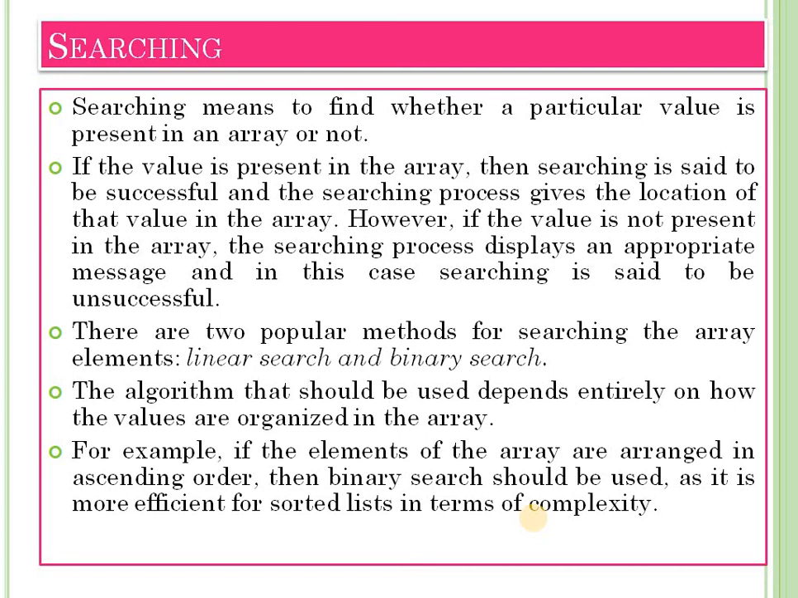Okay, if the element is found, then we can say searching is successful. If it is not there, then we can say searching is unsuccessful. There are mainly two types of searching. First is linear search, second is binary search. As the name suggests, linear search means sequential search. One by one element we have to check in linear search.